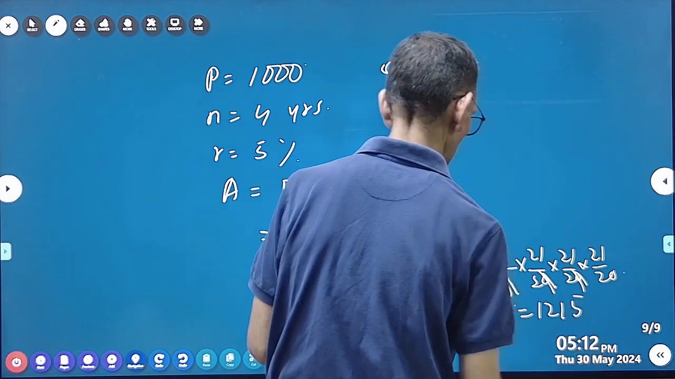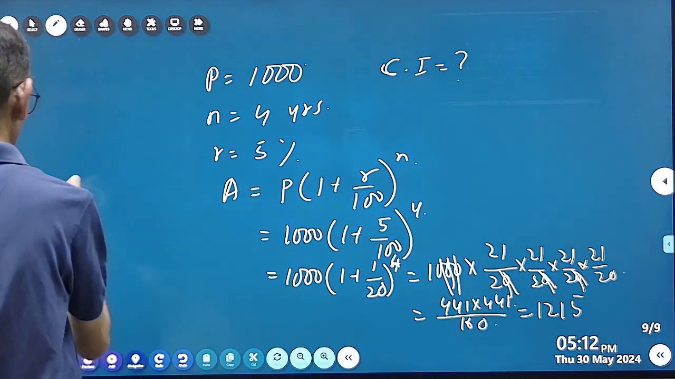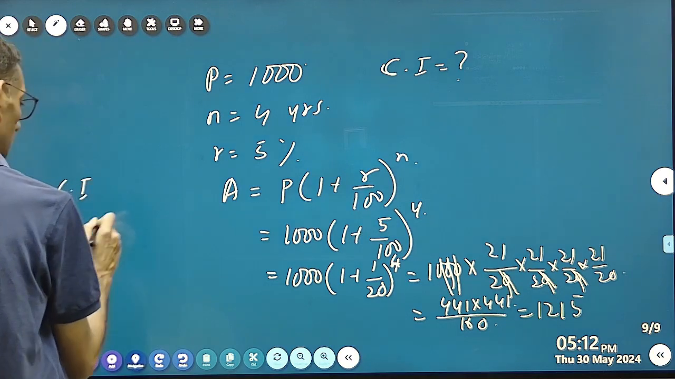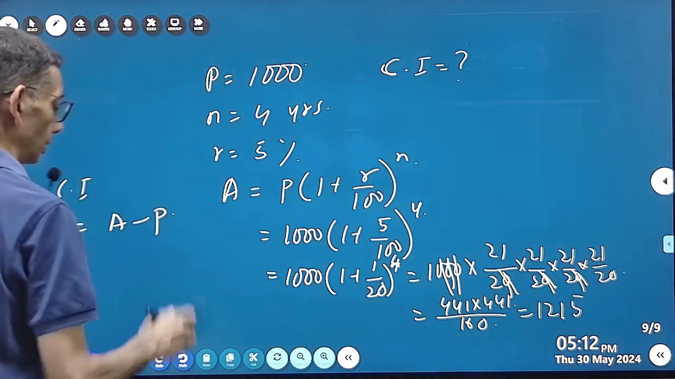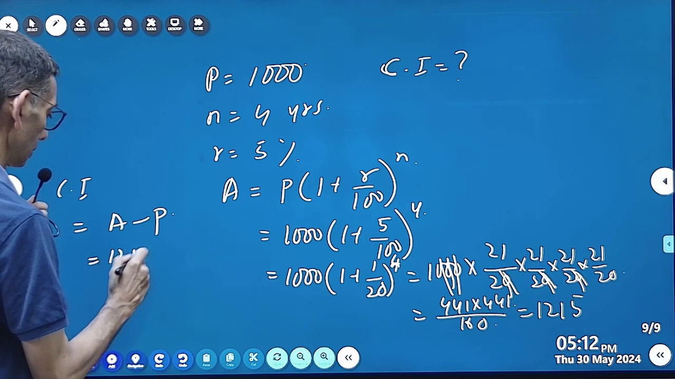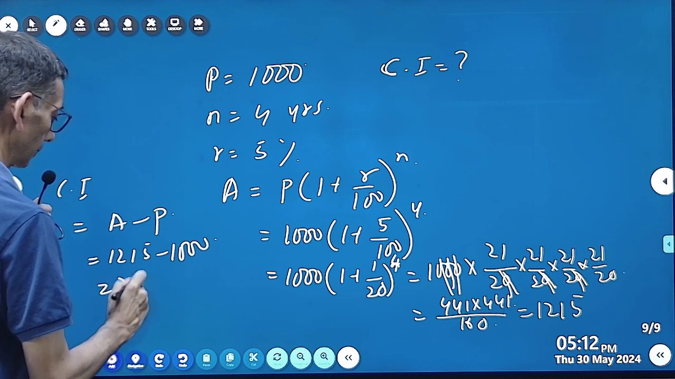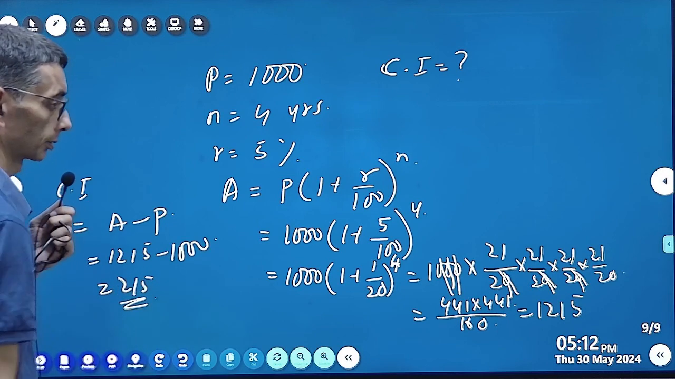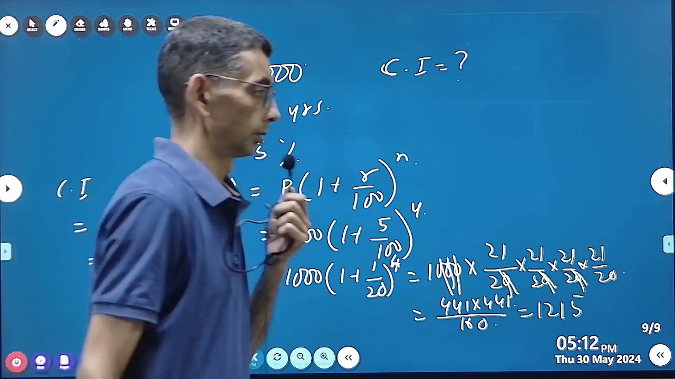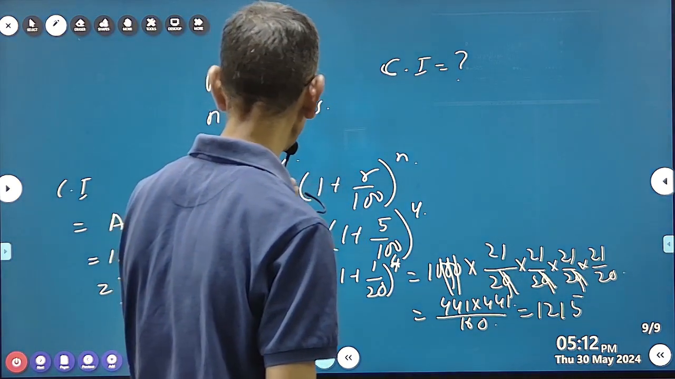So what is the compound interest now? Compound interest is A minus P, right? So A is 1215, 1215 minus 1000 is equal to 215. This is the compound interest. Could you follow the steps? Those of you who are online students, could you follow the steps?